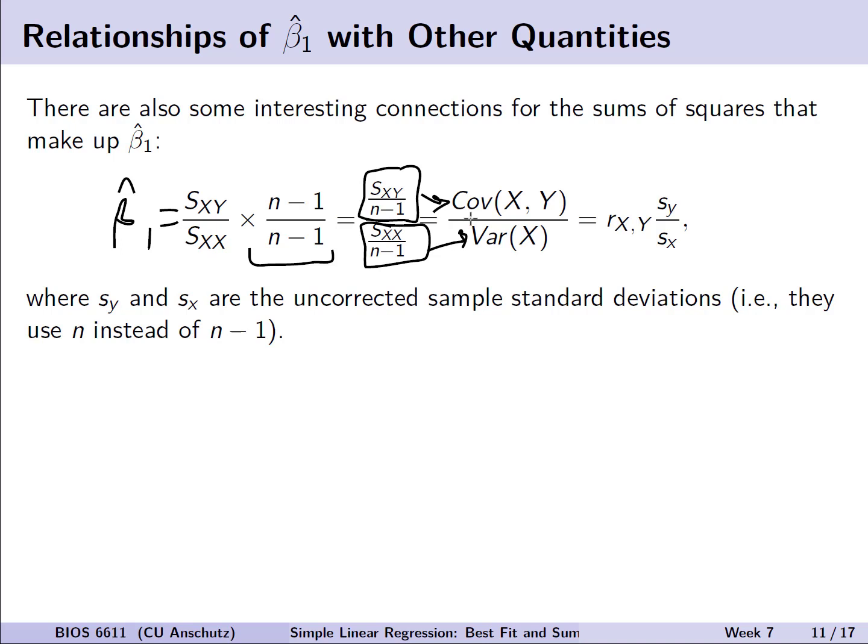We can further note, with a little more manipulation, that we then have this representation of the correlation between x and y, that Pearson's linear correlation, times the uncorrected sample standard deviations for y and x. And in this case, the uncorrected piece means that we're dividing by the biased n instead of n minus 1 for the unbiased estimate of the variance.